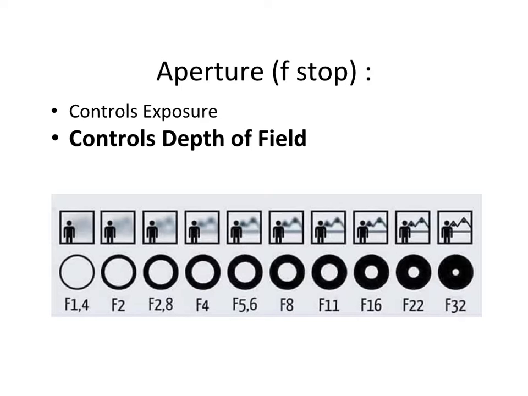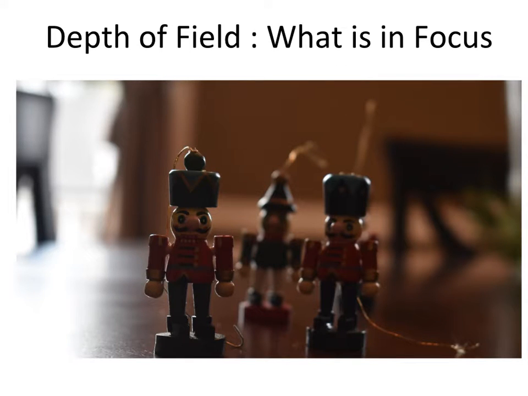So for example, if you choose a low aperture, a low number, you're not going to have a lot of depth of field. Depth of field means what's in focus. If you look at the mountains in the background of the picture, you'll see that as the number goes up, more and more comes into focus. So depth of field just simply means what's in focus in your picture.